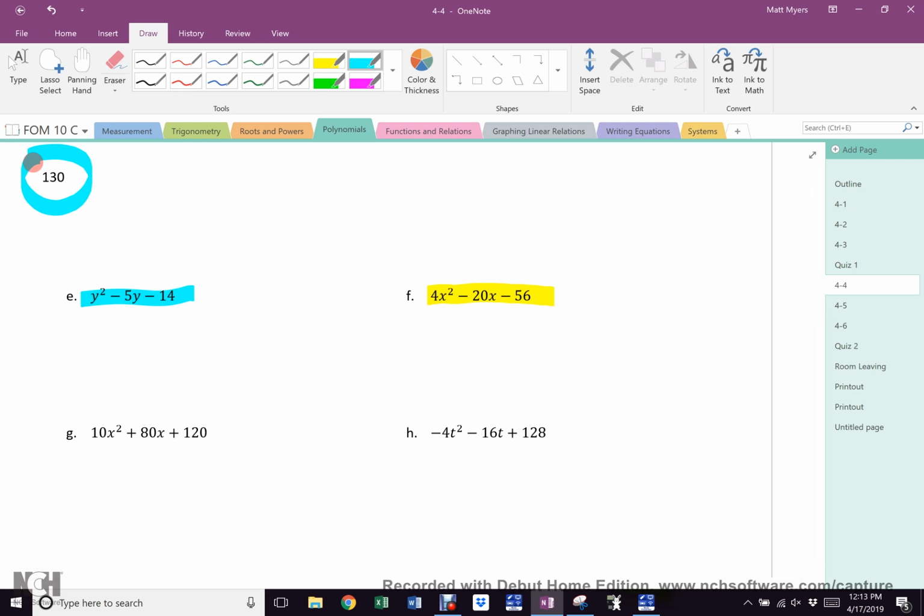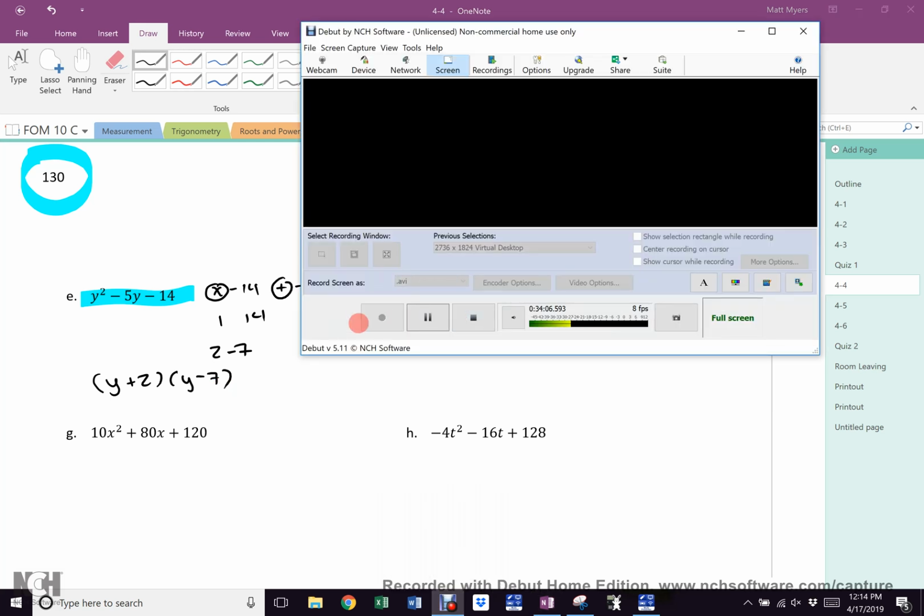Yes, you've already done the first one with a different letter. Some kids will say they don't know how to do the first one because it's got a different letter. It happens to me every year. Take your phone. Okay, if that was an X, wouldn't you multiply to negative 14? Is it 1 and 14? Is it 2 and 7? Oh wait, yeah. 2 minus 7 is negative 5. So it is y plus 2 and y minus 7. You got a free one. Why?